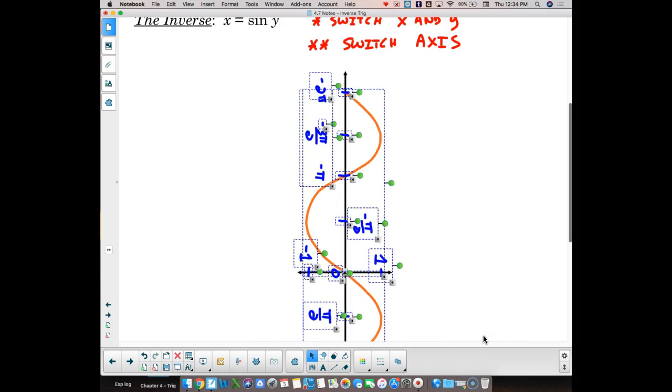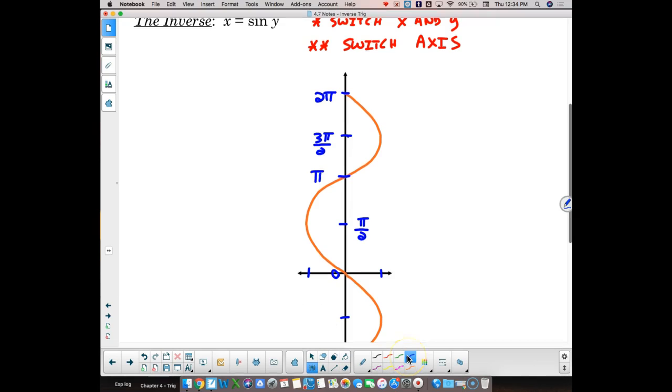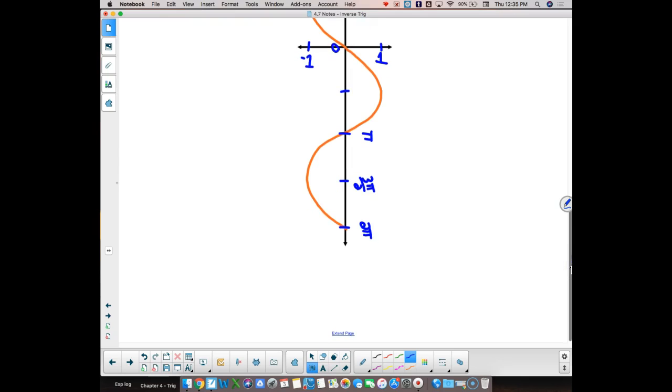Whoa, tap the brakes. I'll just rewrite them. Okay. So this now becomes my pi over 2. This now, oops, see, I went the wrong way. This now becomes pi. Three pi over 2 and 2 pi. Negative 1 here, positive 1 there. Negative pi over 2 there.